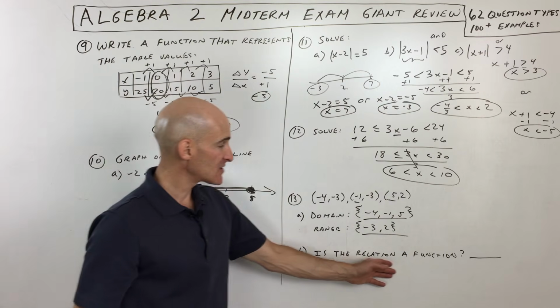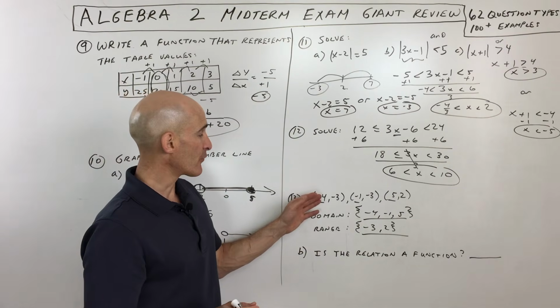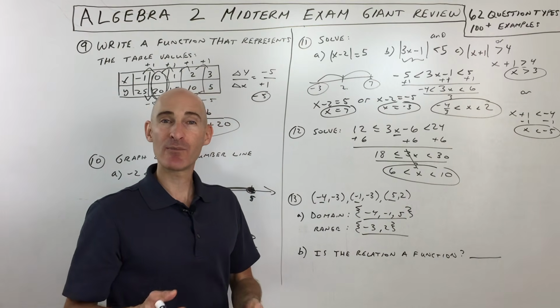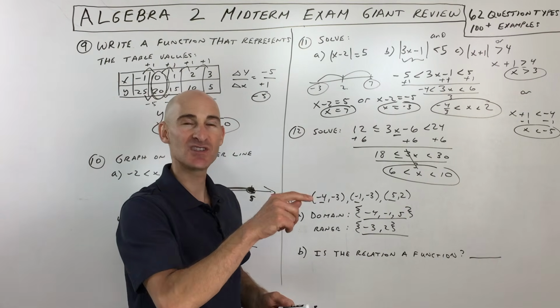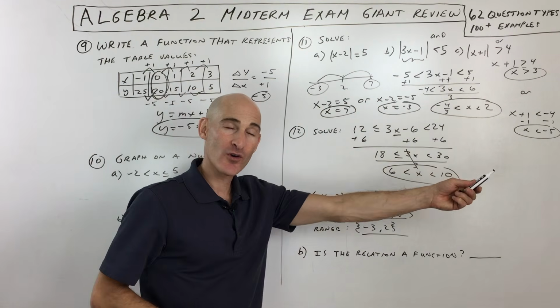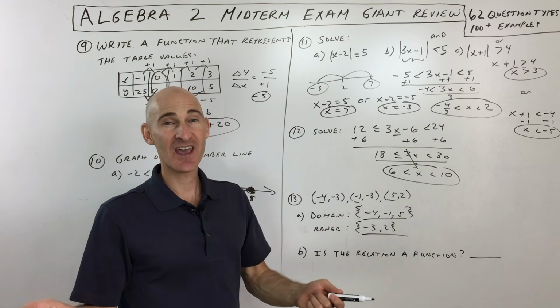But part B said, is the relation a function? Now remember, not every relation is a function. A function is, for a given input, there's only one output. Again, I always like to use the example of a vending machine. You go up to a vending machine, you say, I'm going to have something to drink. You press A3. If one time a Coca-Cola comes out and the next time a Mountain Dew comes out, do you know what you're going to get?